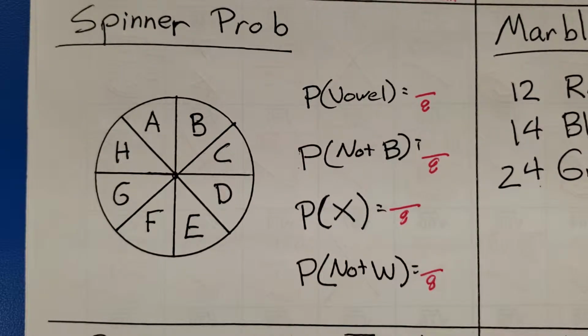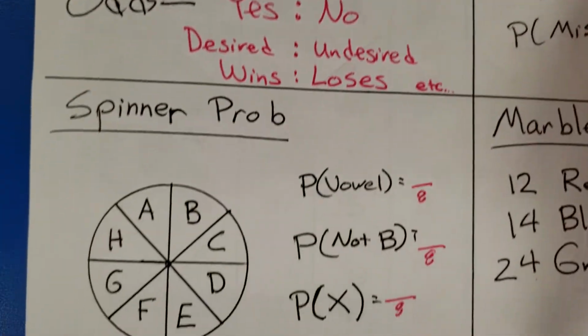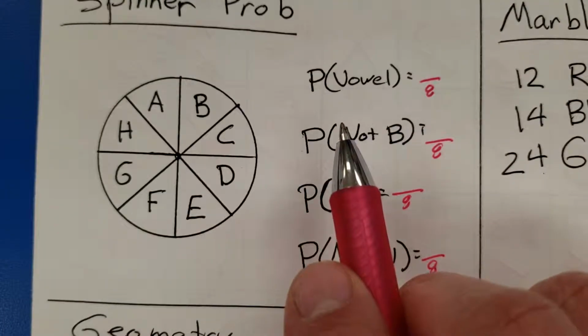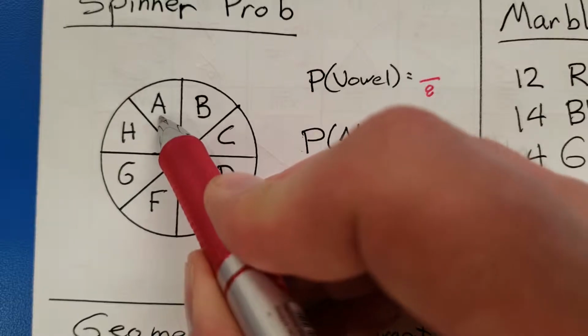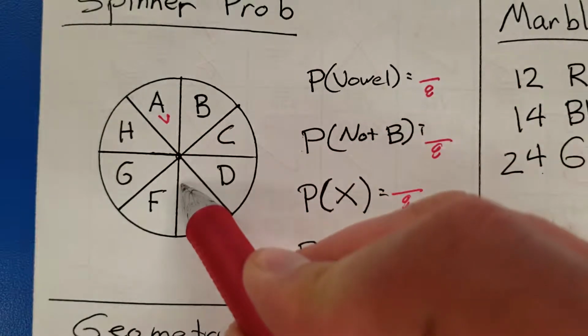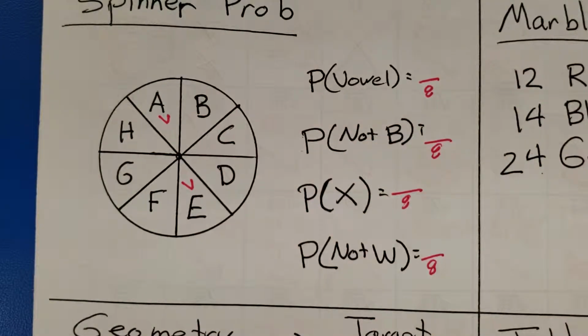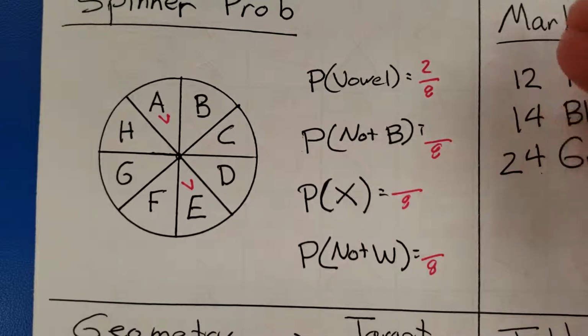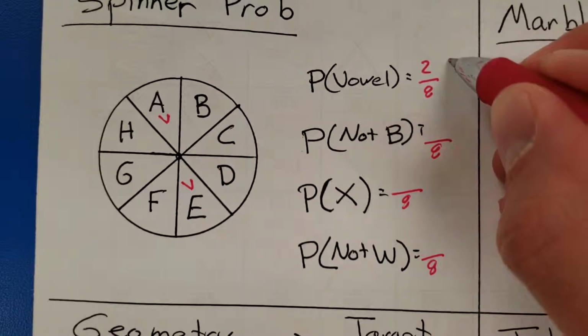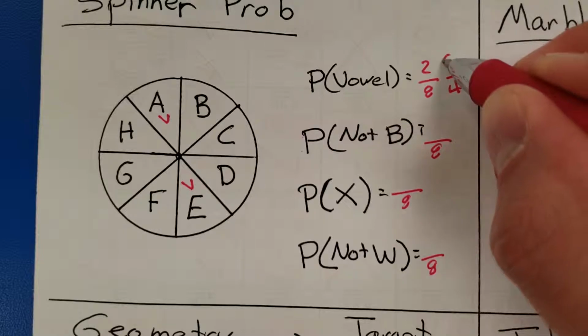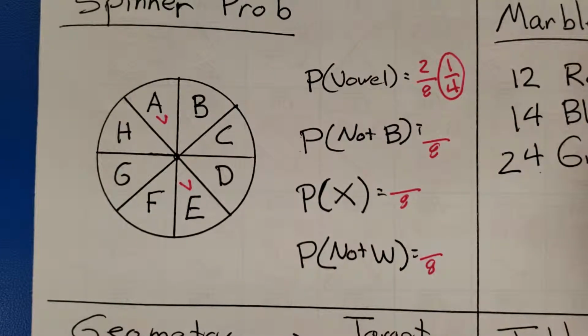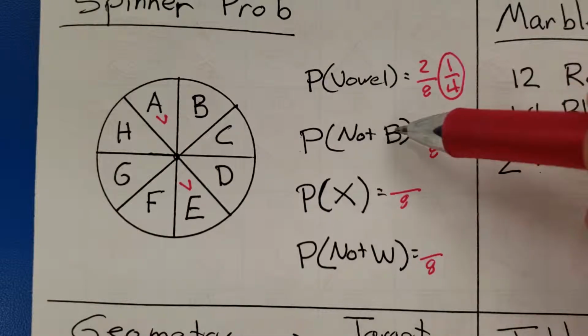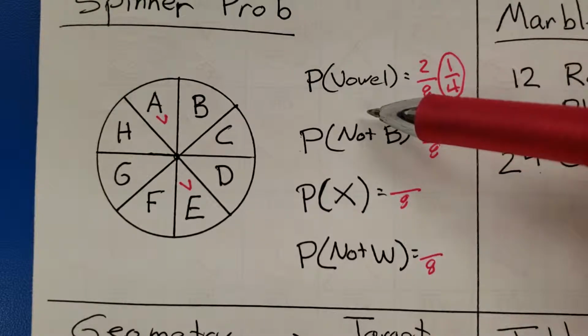Now, I said the hardest part is the desired outcomes. The probability that the spinner will spin and land on a vowel. Well, here is one vowel and two vowels. That's it. A, B, C, D, E, F, G, H. There's only two vowels, so 2 out of 8. Depending on what the directions say, it could say simplified as a fraction, so 1 out of 4. You got a 1 out of 4 chance. If directions say write it as a percentage, put that in your calculator and then write it as a percentage.